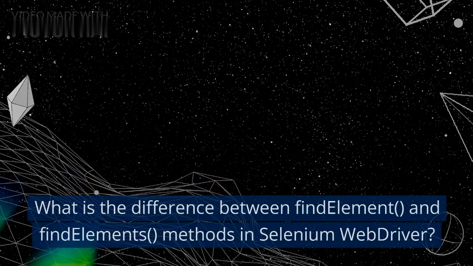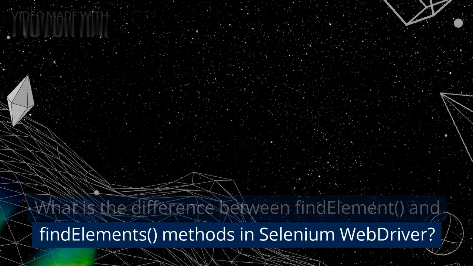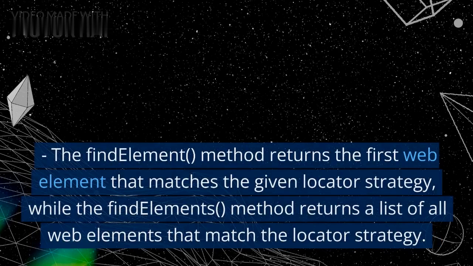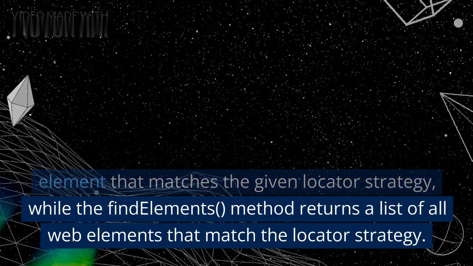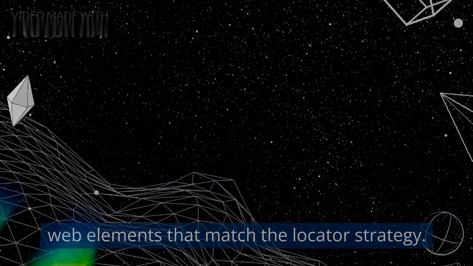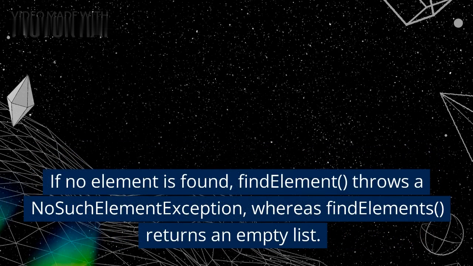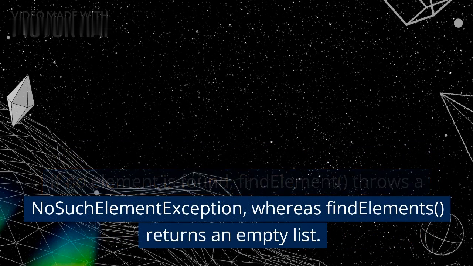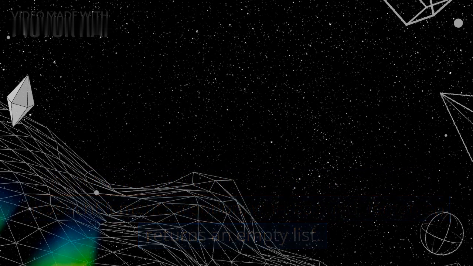44. What is the difference between findElement and findElements methods in Selenium WebDriver? The findElement method returns the first web element that matches the given locator strategy, while the findElements method returns a list of all web elements that match the locator strategy. If no element is found, findElement throws a NoSuchElementException, whereas findElements returns an empty list.